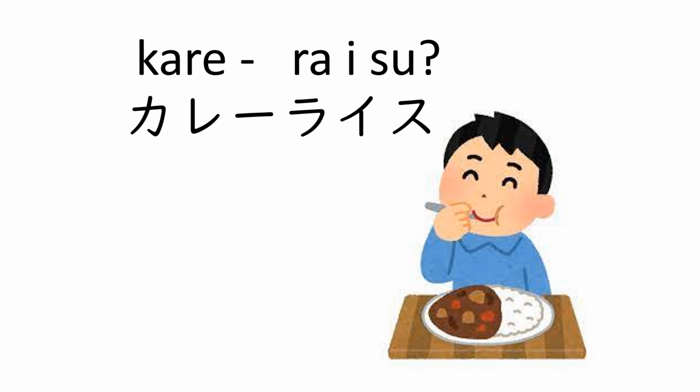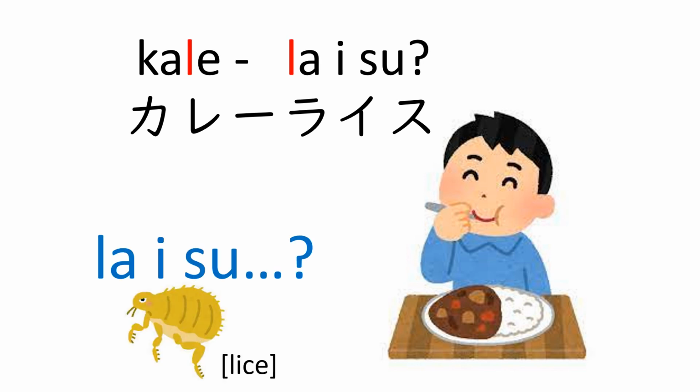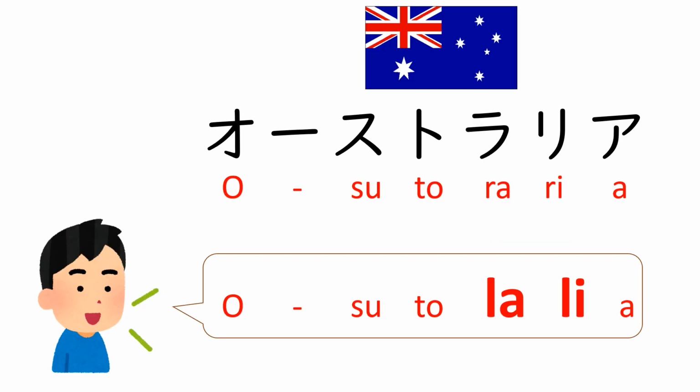The food, curry and rice, is very popular in Japan. And do you know what it is called? It's not curry and rice, but kare rice. Yes, it is kare rice. Wow. Anyway, so that's why Australia is pronounced Australia. Yes, much closer to L sound. Australia in Japanese.